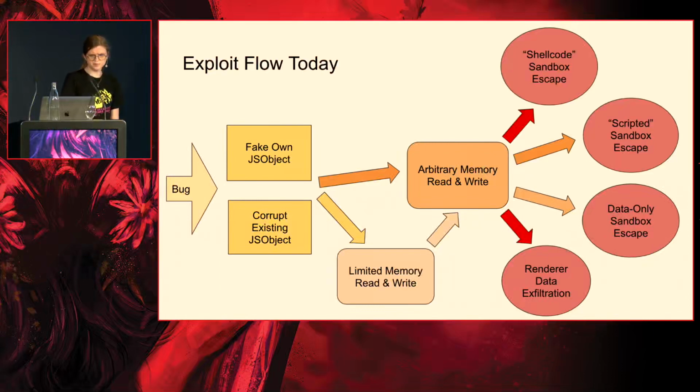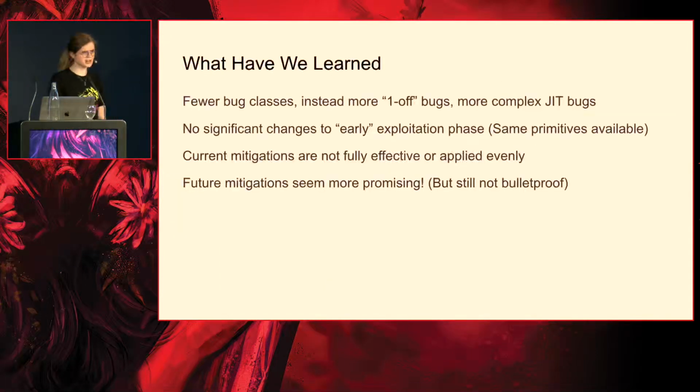All right, so this is pretty much all that we have. But a few things just to reiterate. We saw that there are fewer bug classes. They're more focused on the JIT recently. And outside of the JIT, there's only been a couple of one-off bugs in parts of the code. Fewer vulnerability classes, but more complex bugs. Additionally, there isn't really much difference in the early stages of exploitation. It's pretty much the same as it's been for years. But the later stages are a little bit trickier in some cases, but not too bad.